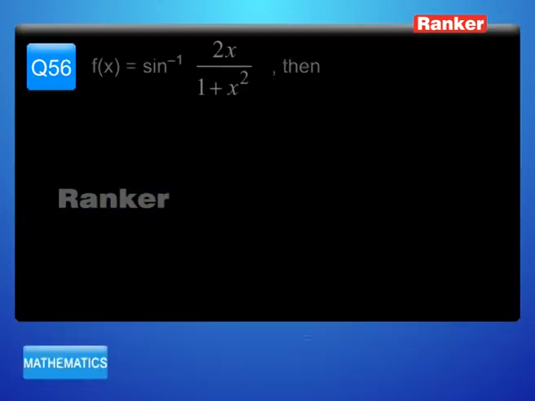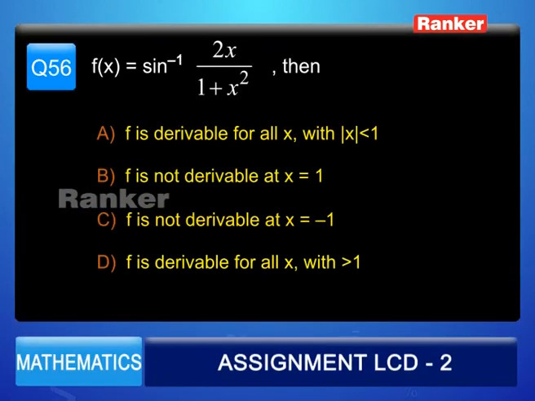Next question, f of x is equal to sine inverse of 2x by 1 plus x square. Then option A, f is derivable for all x with mod x less than 1. Option B, f is not derivable at x equal to 1. Option C, f is not derivable at x equal to minus 1. Option D, f is derivable for all x with x greater than 1.